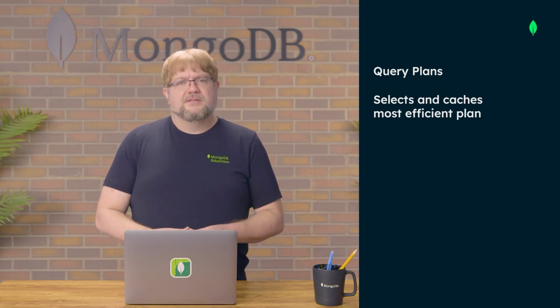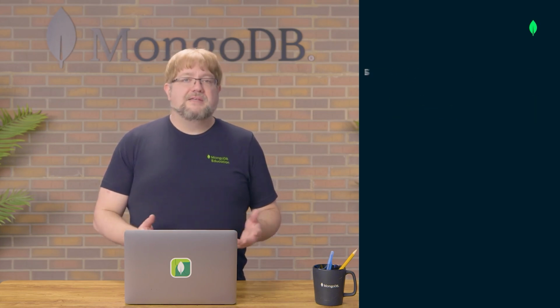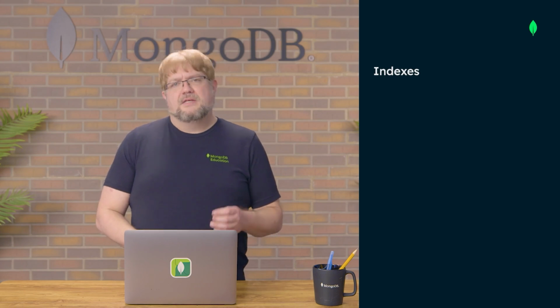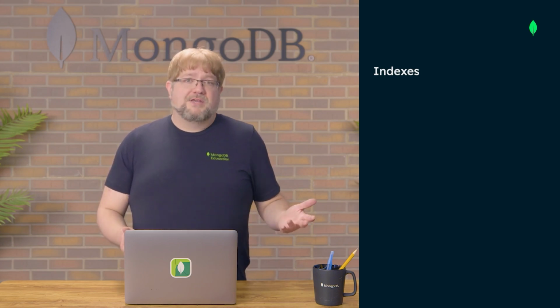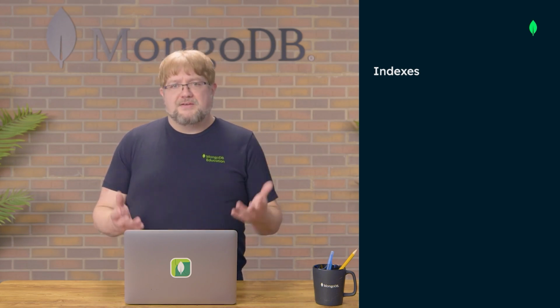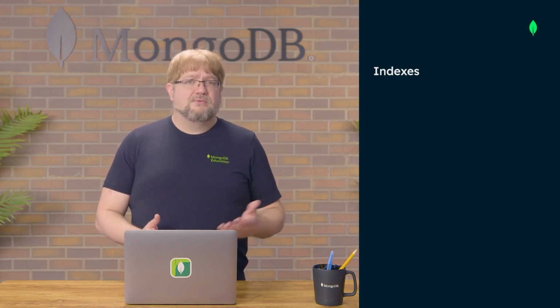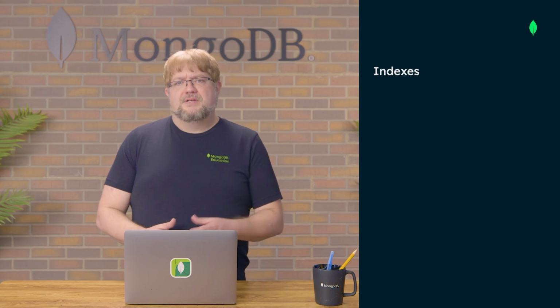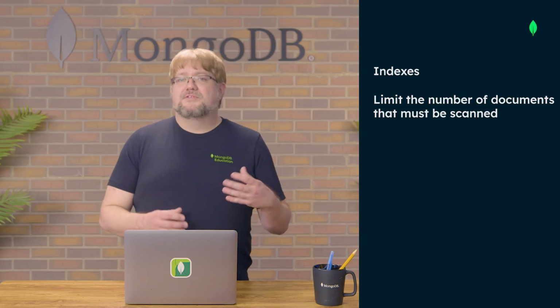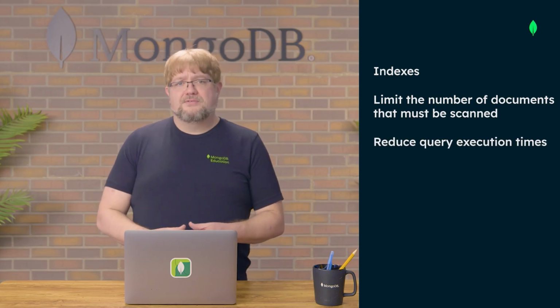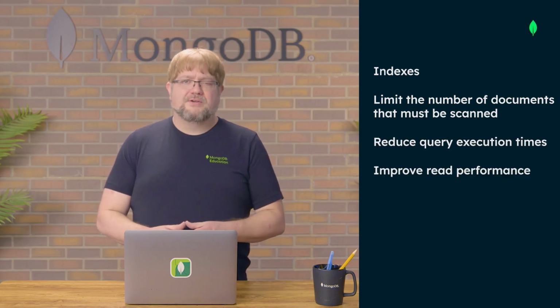When evaluating plans, the query planner takes into account any indexes on the collection. Indexes support efficient execution of queries in MongoDB. Without indexes, MongoDB must scan every document in a collection to return query results. If an appropriate index exists for a query, MongoDB uses the index to limit the number of documents it must scan. This can drastically reduce query execution times and improve read performance in MongoDB.